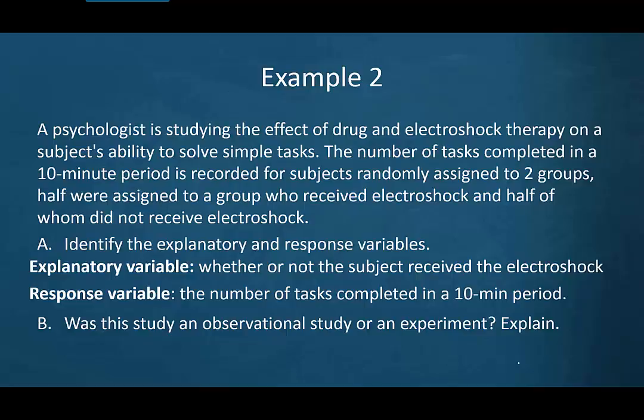So was this an observational study or an experiment? Explain. Notice what's different about this study. There's a treatment, electroshock, that's being imposed by the researcher. So with experiments, we can reach cause and effect conclusions, if the experiment is well conducted, that is. We can apply some terminology from Module 1 here with regard to the variables. So we have an explanatory variable and a response variable.